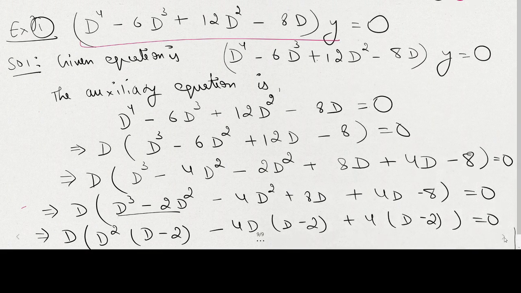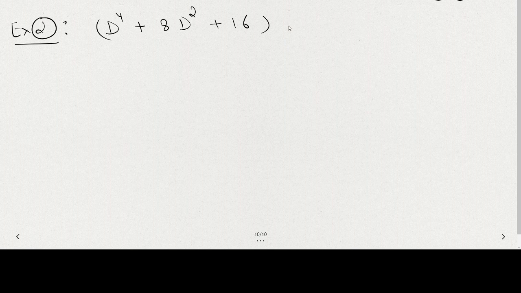Now let's do one example for the complex roots. Example 2 is (D^4 + 8D^2 + 16) y = 0.